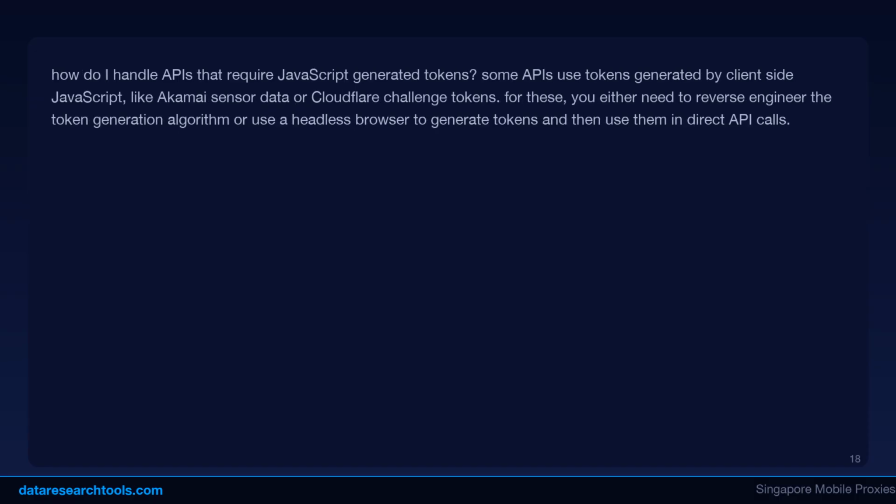Can websites detect API scraping? Yes. Websites can monitor for unusual request patterns, missing browser fingerprints, and high request rates. Use realistic headers, add delays between requests, and use residential proxies for best results.